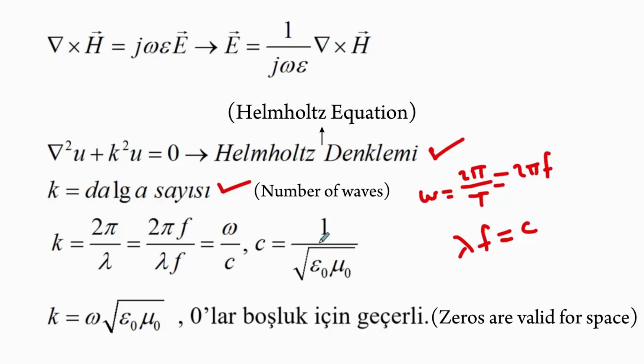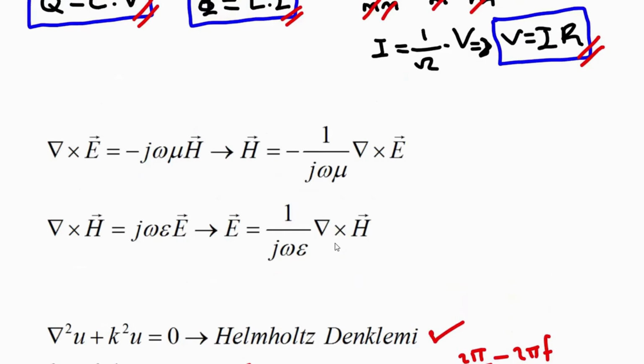If you know that c is equal to 1 divided by the square root of epsilon times mu0, meaning the square root of the product of permittivity and permeability, and you substitute this in, the law becomes omega times the square root of epsilon times mu0, where the zeros represent free space. You can also refer to epsilon n and mu n here. These can vary for any medium. In this way, we can see the important coefficients for us here.